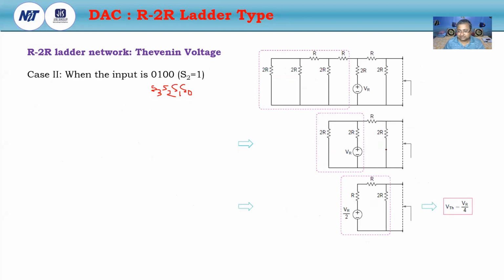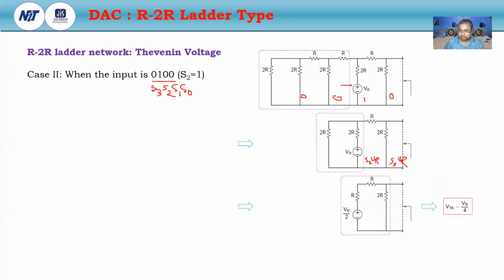What is the equivalent circuit diagram for this? Here this is S3 VR, which is 0. Here this is S2 VR, that is VR only, because S2 is 1. This is 0, this is 1, this is 0, this is 0. This is the MSB, this is the LSB. So the input voltage is 0, 1, 0, 0. Here the only input voltage is here.